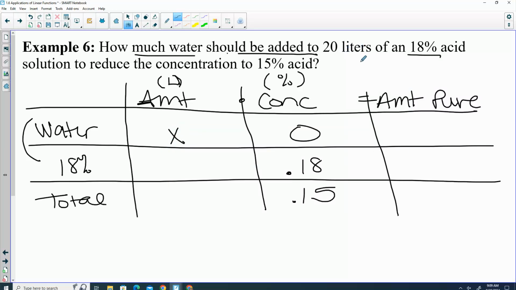Should be added to 20 liters of the 18%. So I have 20 of my 18, to reduce the concentration to 15%. So if I added in X of the first and 20 of the second, how much do I have at the end? X plus 20 or 20 plus X, either way they're the same.